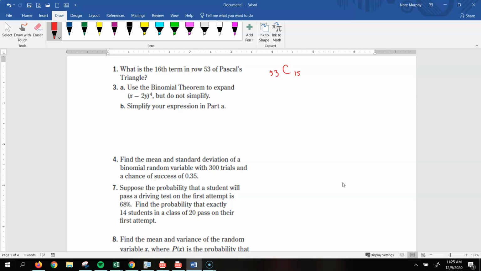The reason why we use one less than that is because the first term in Pascal's triangle would be choose 0. So the first term in row 53 would be 53 choose 0. And then counting down the row, the 16th term would be 53 choose 15. Now just to let you know, this would be a huge answer.